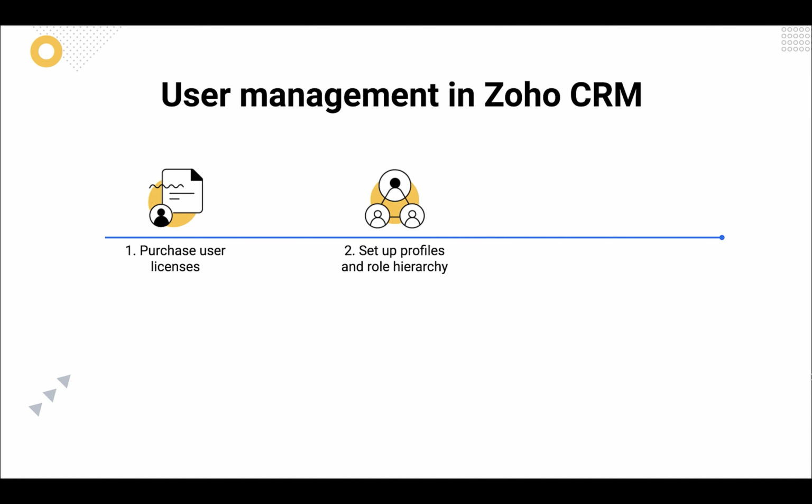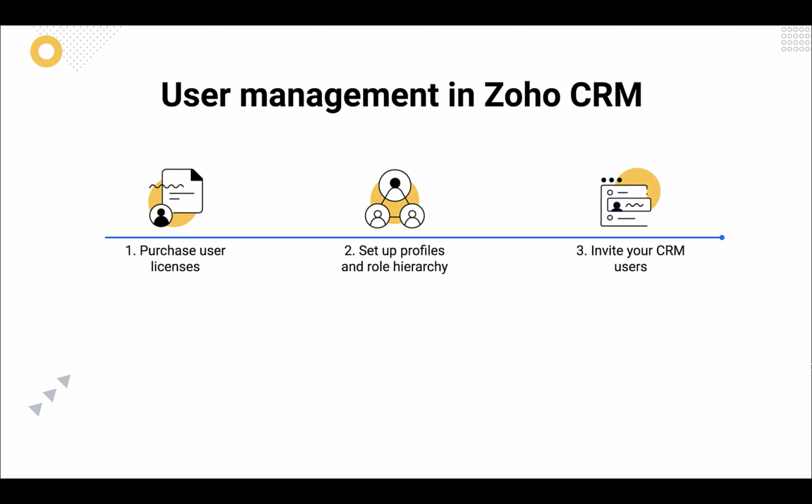So you set up profiles and roles in Zoho CRM, and then you start inviting your users in. This way, it's easier for you to map a user readily to their respective roles and profiles. Otherwise, you'll have to go back and forth creating them and then changing the roles and profiles. That's going to be a hassle. So that's why we recommend that you create the required profiles and roles in advance before inviting your users in. So you purchase user licenses, you set up profiles and roles, and then you start inviting your users in.